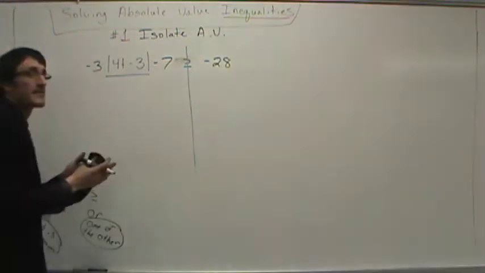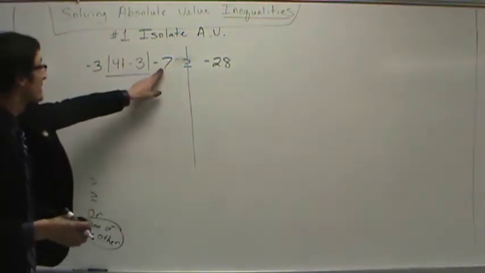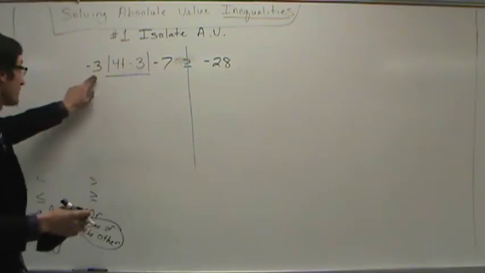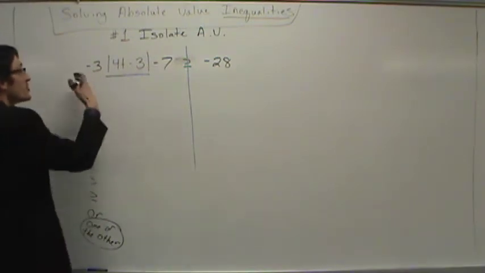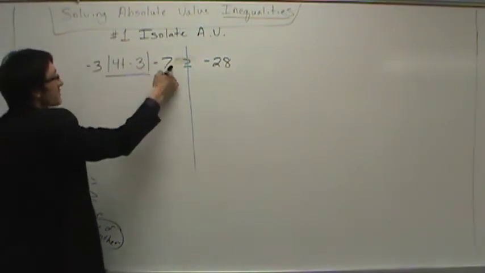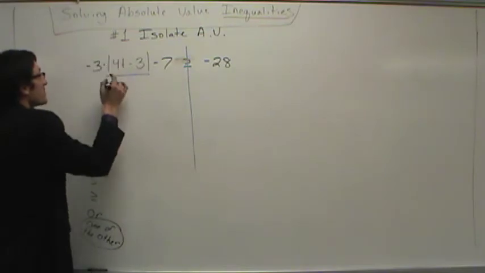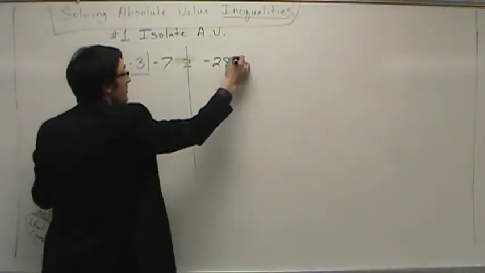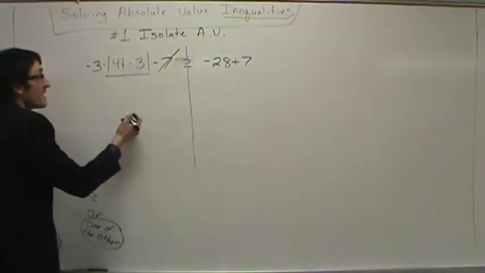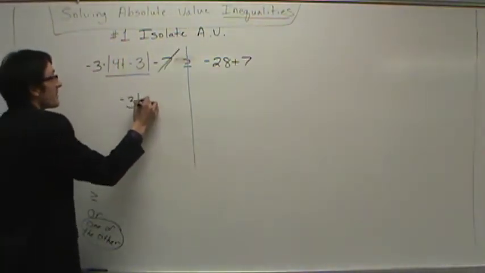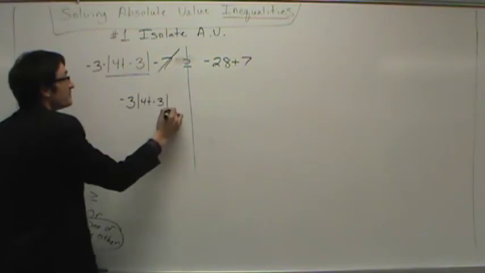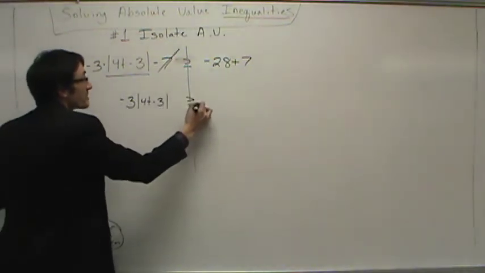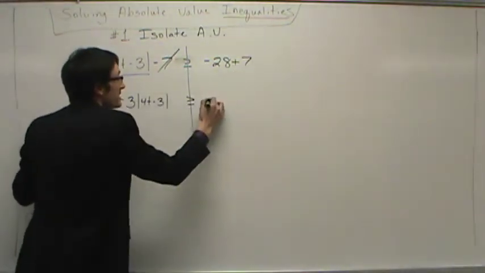Okay, so we have to isolate. That means we have to get rid of what? We have to get rid of -7. We have to get rid of -3. Okay, we start with which one? The 7 is being subtracted, the -3 is being multiplied. So we're going to start with what? The addition. Okay, so we're going to move the -7 to the right. What's it going to become? +7, cross it out. We end up with -3 times the absolute value of 4t minus 3 is greater than or equal to -28 plus 7, which is -21.